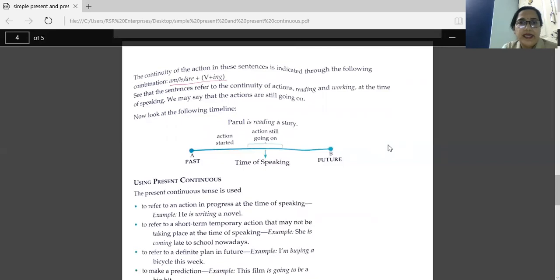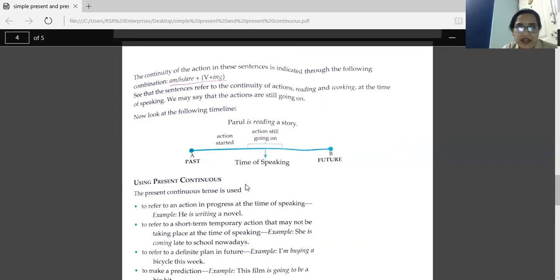See this example here. Parul is reading a story. So that means the action started at some past time, but at the time of speaking, this action is going on. So this is present continuous tense.